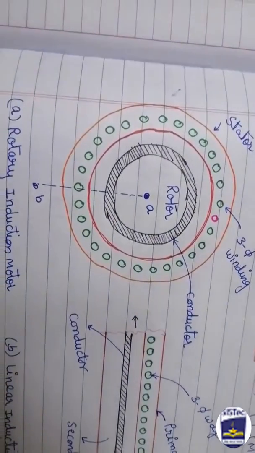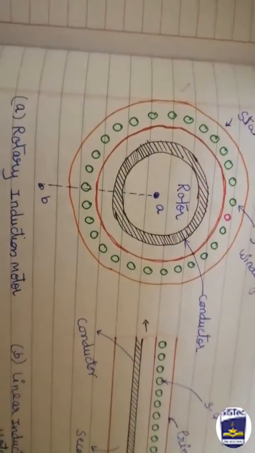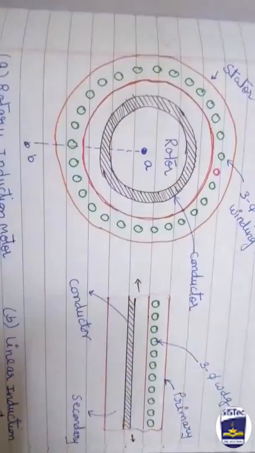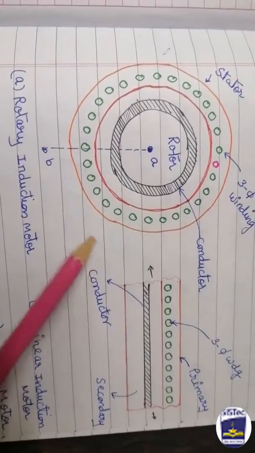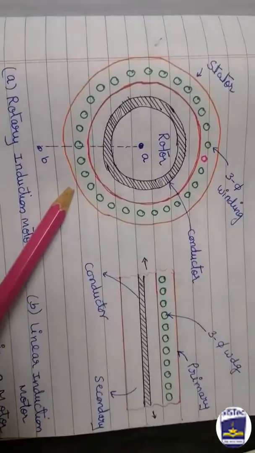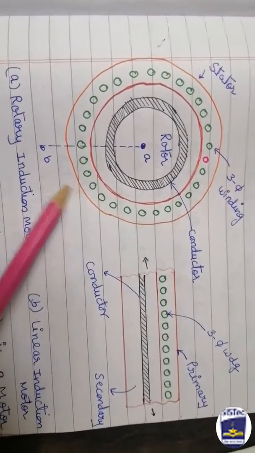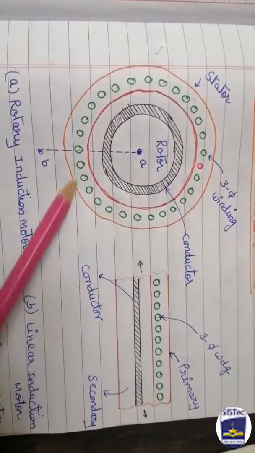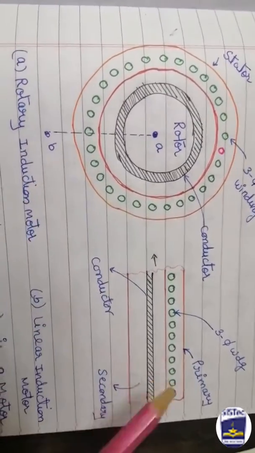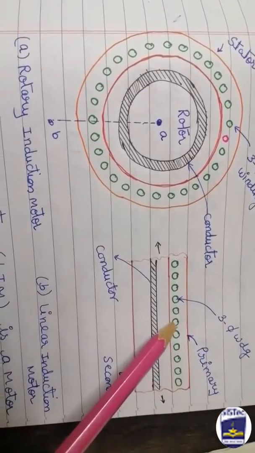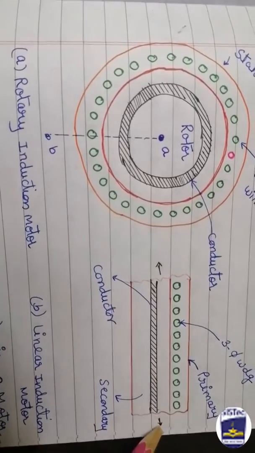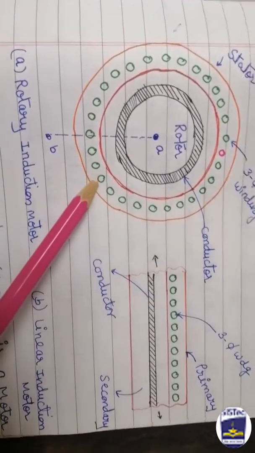The secondary of a linear induction motor consists of a flat aluminium conductor with a ferromagnetic core. As in a rotary induction motor, when we connect the three-phase supply to the stator, a rotary flux or revolving magnetic field is produced. Similarly, when we connect a three-phase supply to the linear induction motor, a traveling flux is produced instead of a rotary magnetic field.